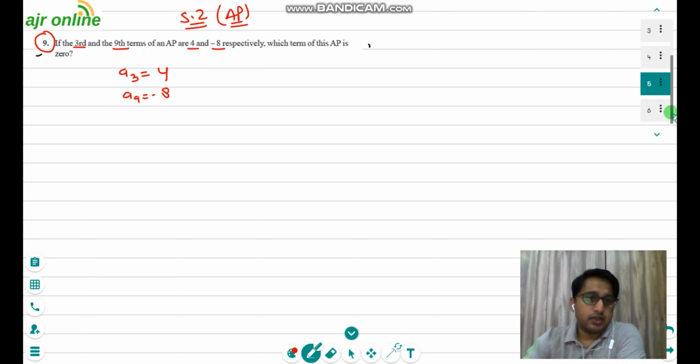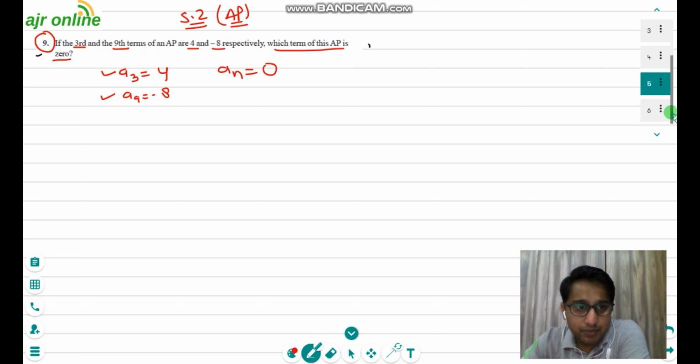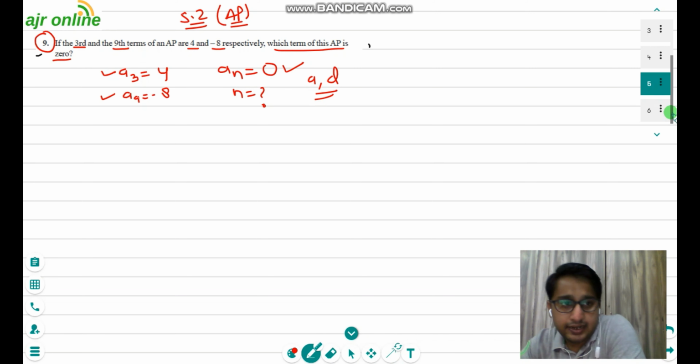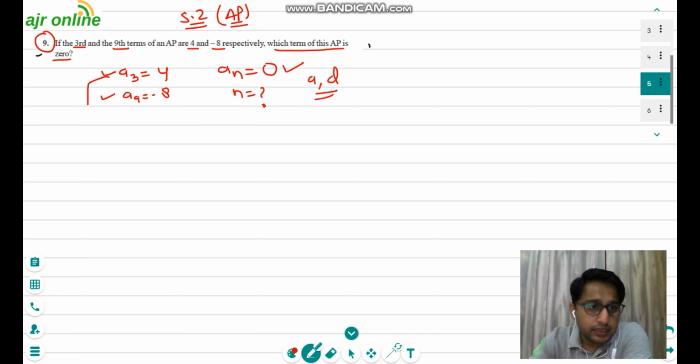The question is saying that the third term is 4 and the ninth term is minus 8, and it is asking which term of this AP will be 0. It means that we have to find n by keeping an equals to 0. But of course, as we do not know the a and d in this AP, first we will find a and d. So we'll use a3.